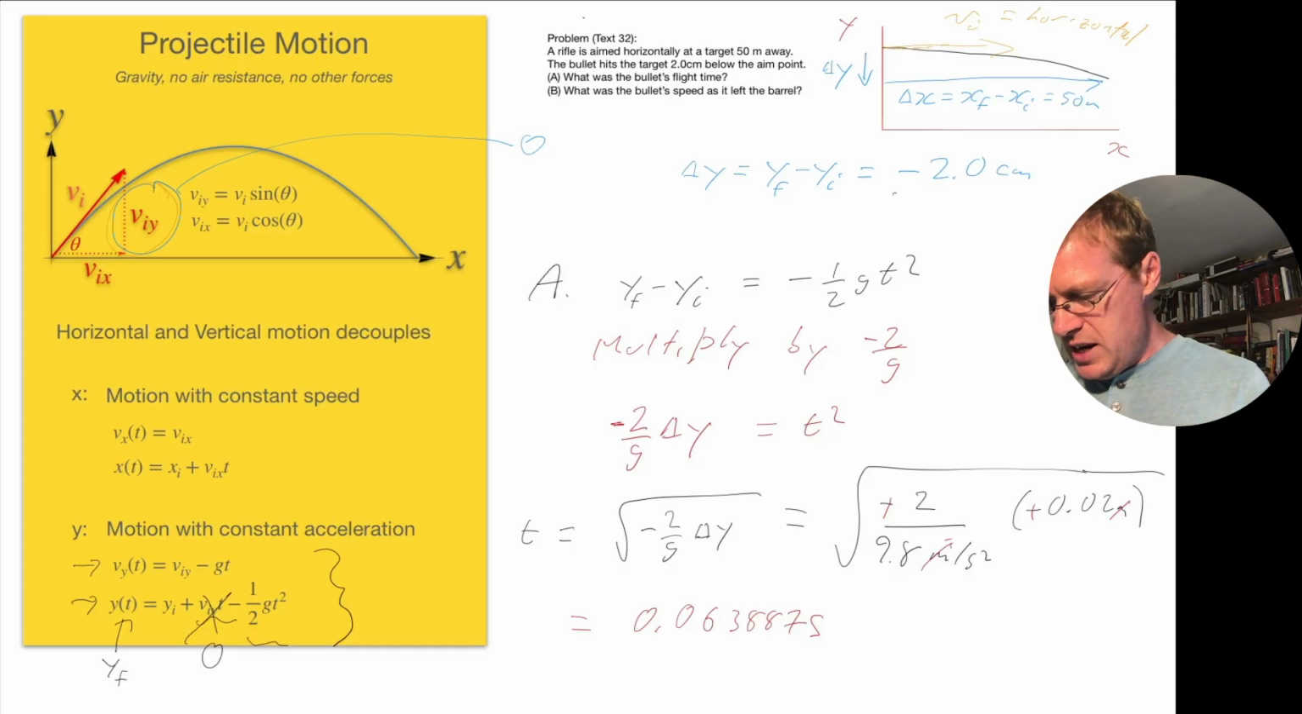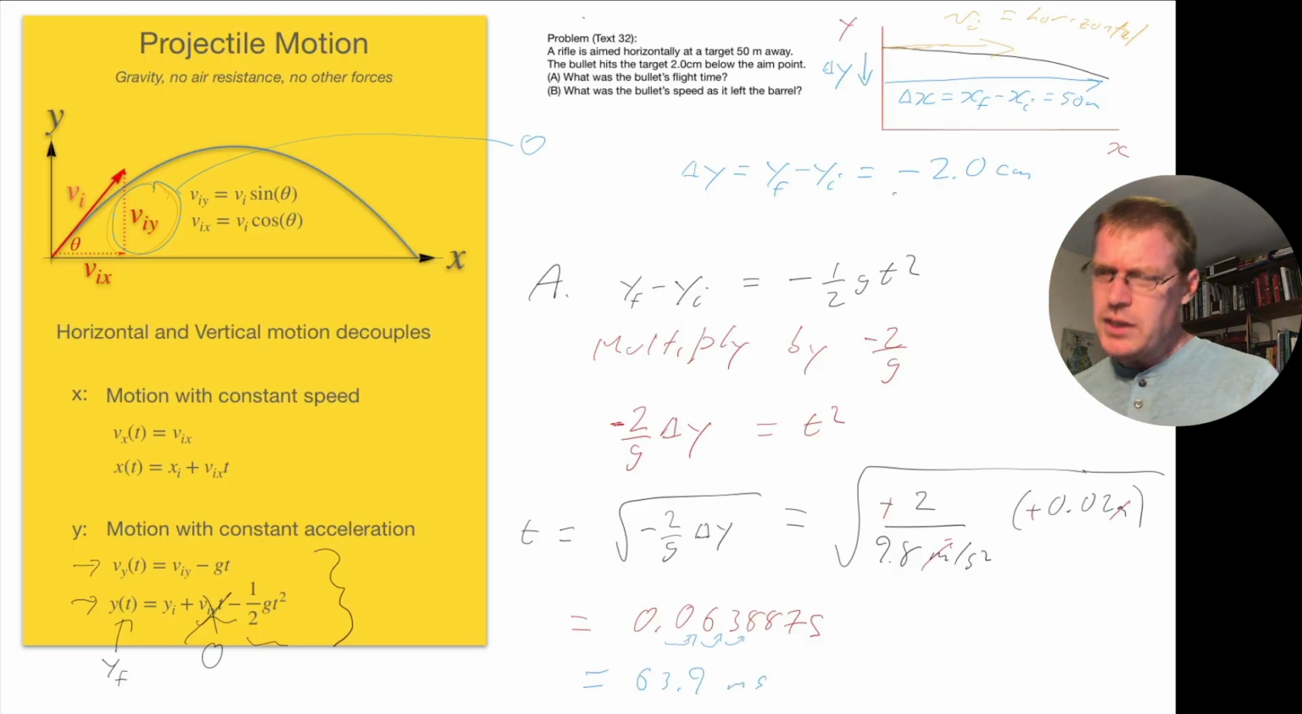It's maybe more natural to write this in terms of milliseconds. So I bring the decimal point over 1, 2, 3 places to get milliseconds. And so this is 63.9 milliseconds. Is that reasonable? That's a really short time, but it is a bullet, and I think I remember hearing times like that when thinking about bullets. Okay, and I'll make another video with the second part.